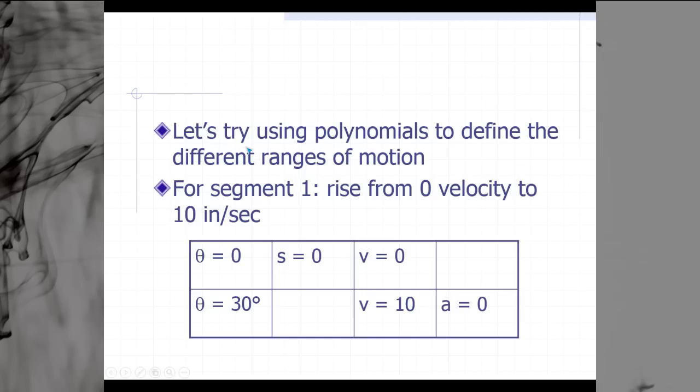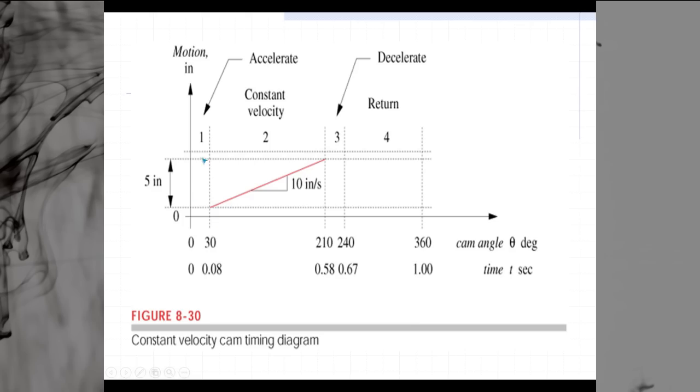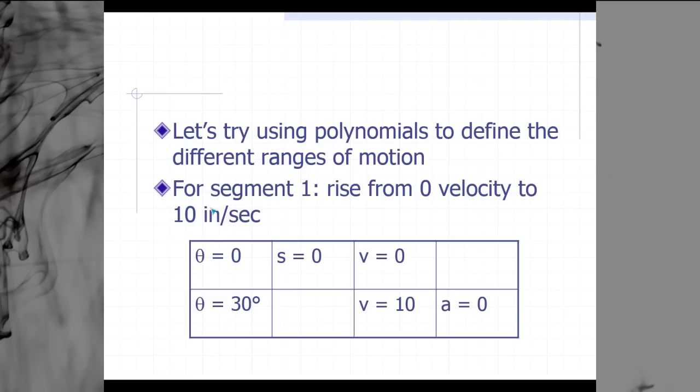Let's try using polynomials to define the different ranges of motion. For segment 1, we have a rise from 0 velocity to our 10 inches per second. So we're going to focus first right here on this acceleration phase, where we go from 0 to 10 inches per second of follower motion. So when theta is equal to 0, our position is 0 and our velocity is 0.